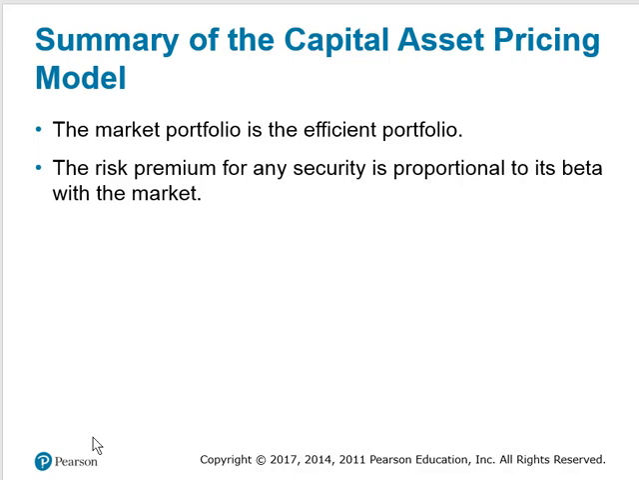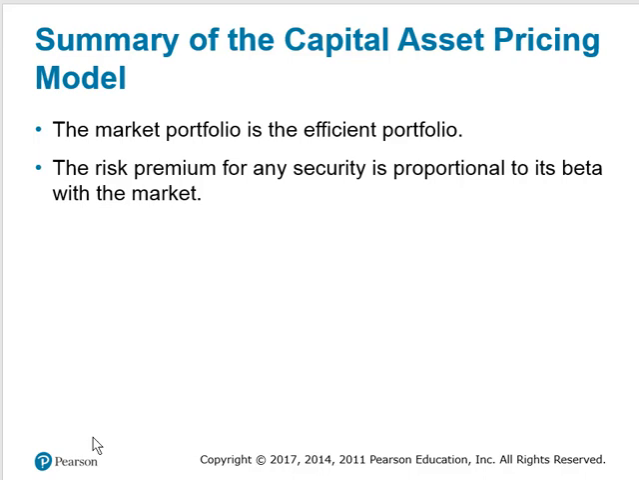So the market portfolio is the efficient portfolio. The risk premium for any security is proportional to its beta in the market. How we're going to discuss this moving forward is to think about, if you wanted to issue securities, what is a good price for those securities? The price and return are related to each other.